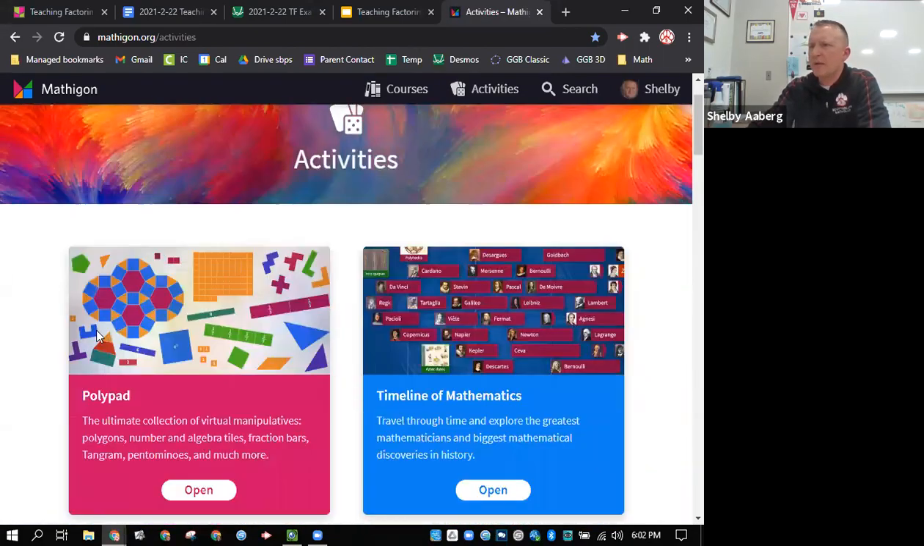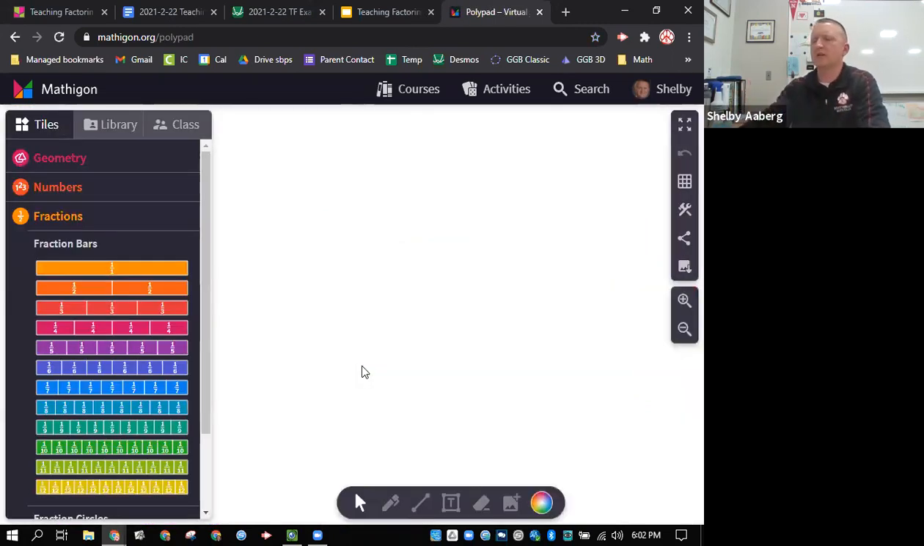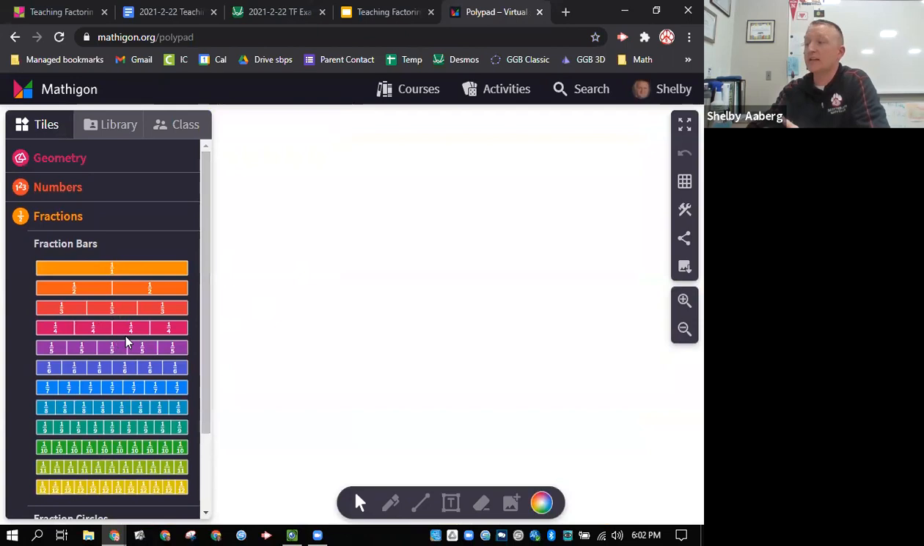The one thing I was working on is Polypad. So if you're in need of virtual manipulatives, this is a wonderful place to go. I pulled these fraction bars from over here, but there's a whole gob of things on here. As a math teacher, it's like a kid in a candy store.